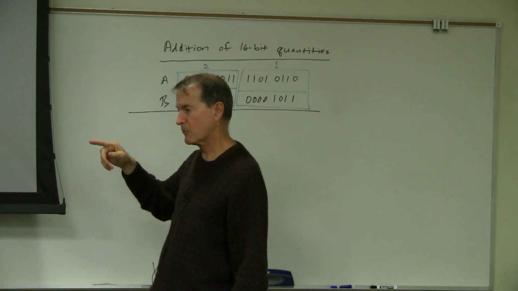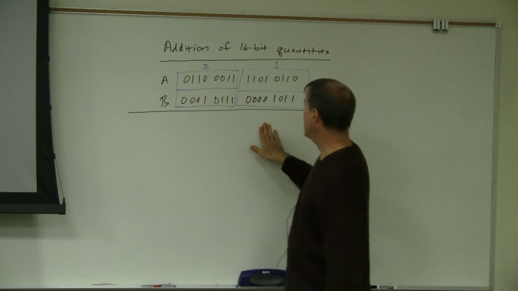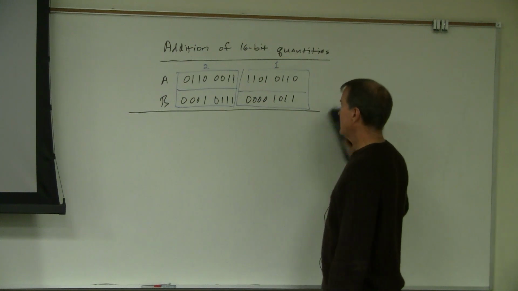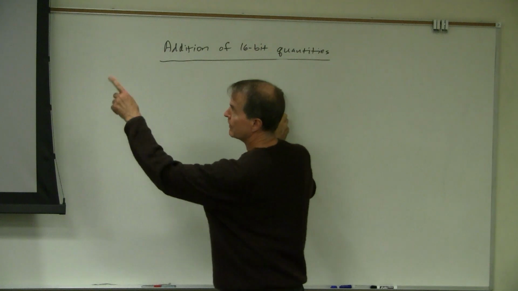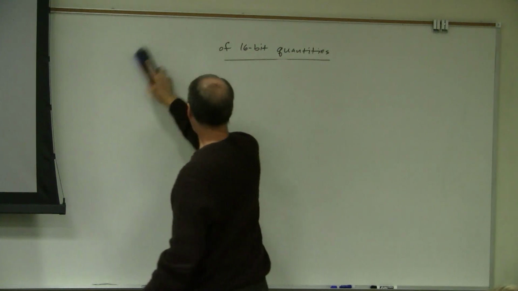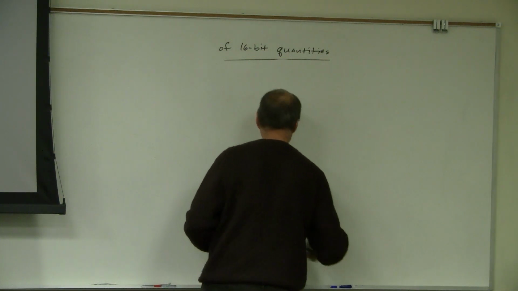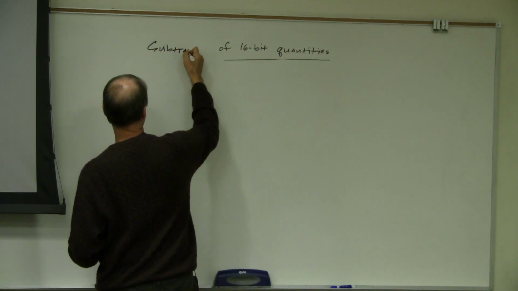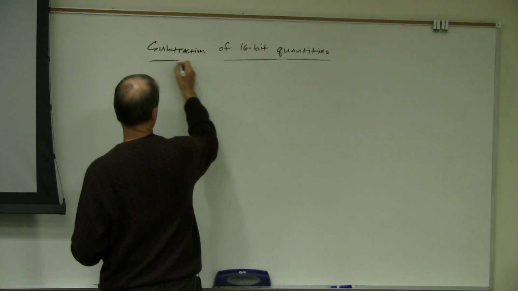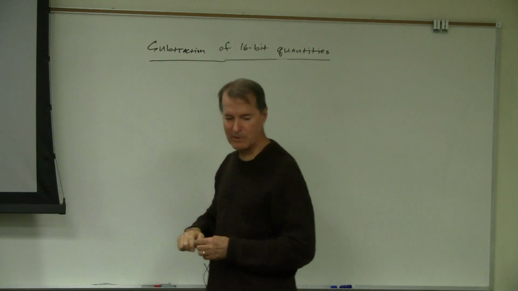Are you with me? Is everybody clear? So that's how we do addition of 16-bit quantities. We use functions 1 and 2 from our table in figure 10.55. But now, how about we do subtraction? Now this subtraction is a little bit more complicated.